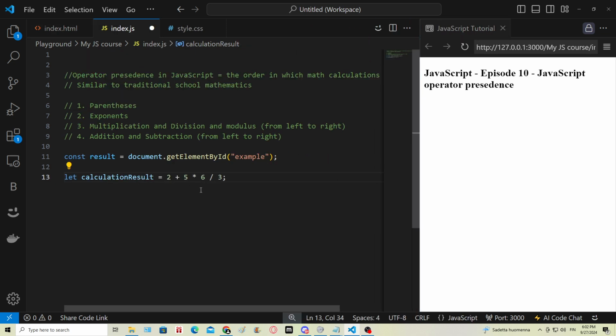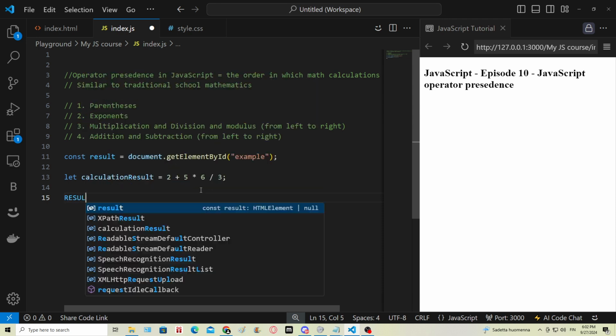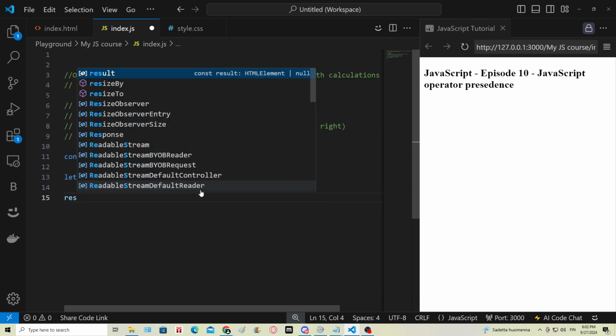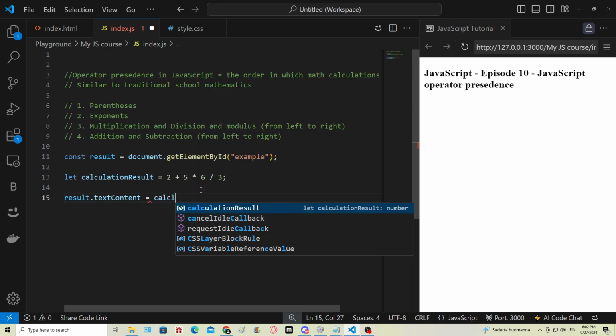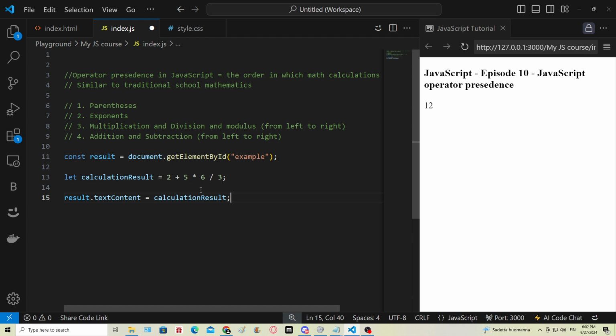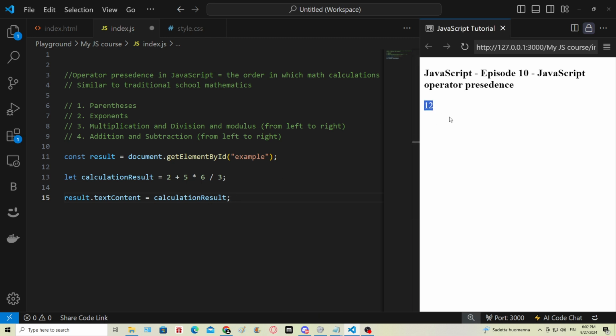I'm gonna take the result.textContent and make it equal to the calculation result. So we know that the result is gonna be 12. How do we come to that?